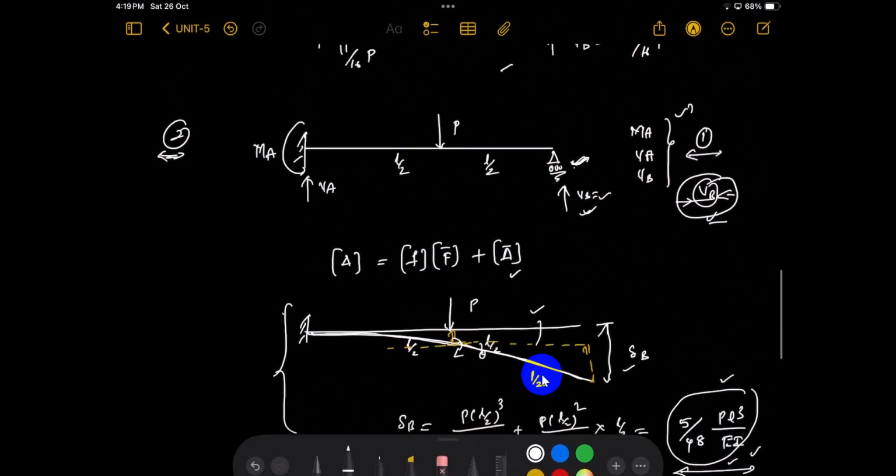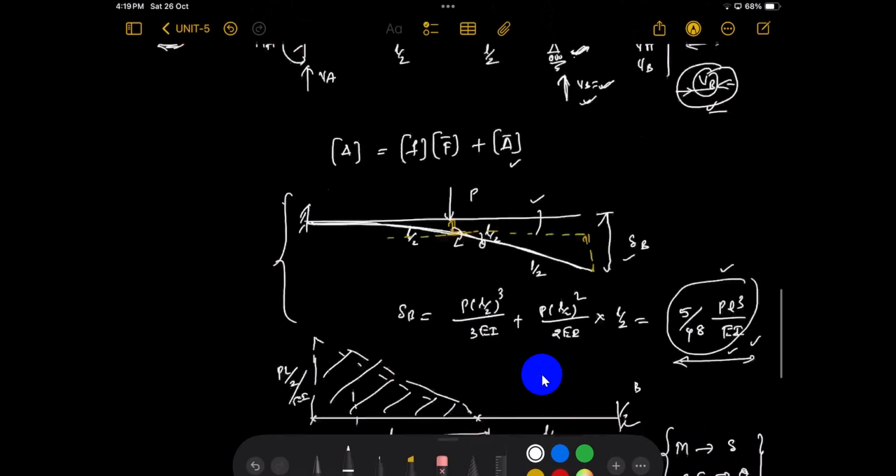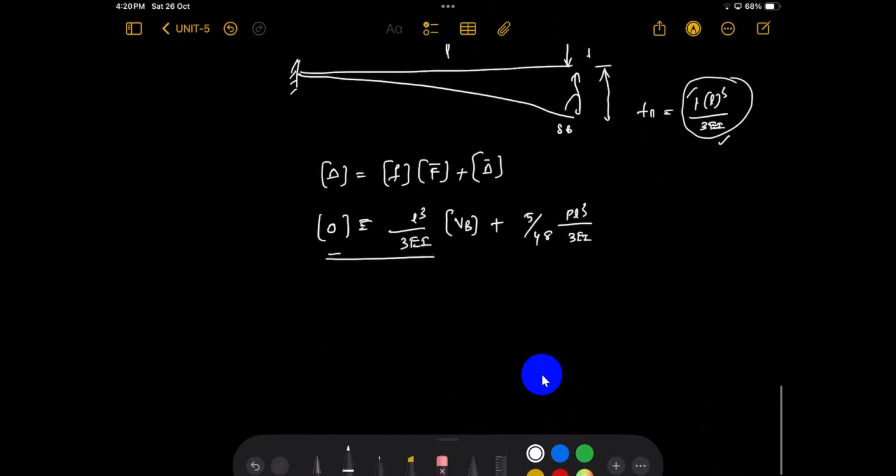Do you understand? Get the clarity? So if VB is generated, that means there is a support and the final displacement is 0. If the displacement is allowed, there is no reaction. If the displacements are prevented or curtailed, you will get reactions. This is the equation. Now, final displacement is 0. For unit force, this much displacement occurs. How much VB is generated to exactly balance this displacement, to get final displacement 0?